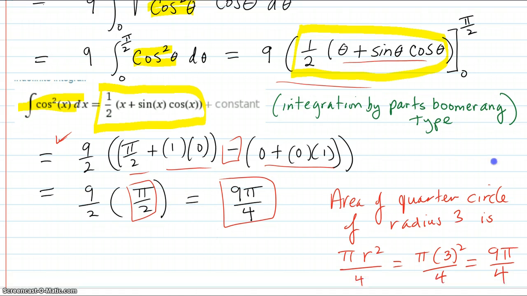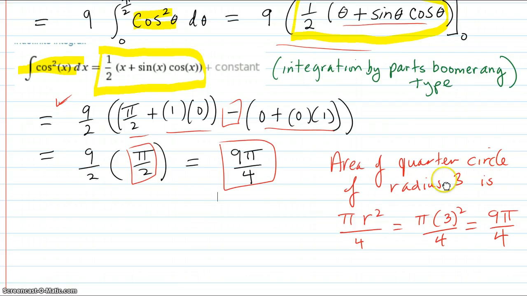And of course, from geometry, you know the area of the quarter circle of radius 3 is pi r squared over 4, which is pi 3 squared over 4, which is 9 pi over 4. So it checks out.